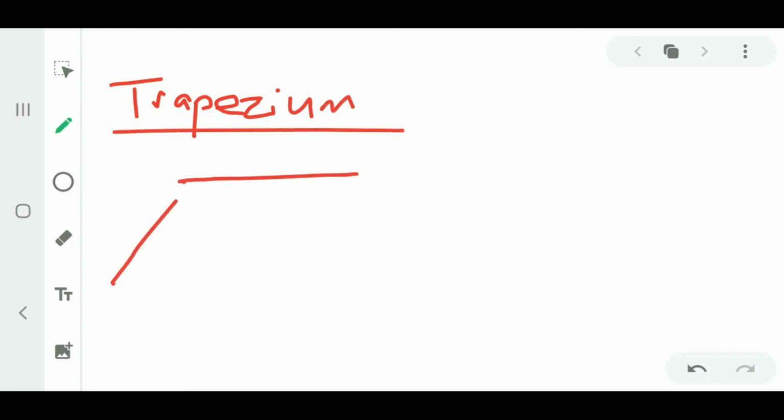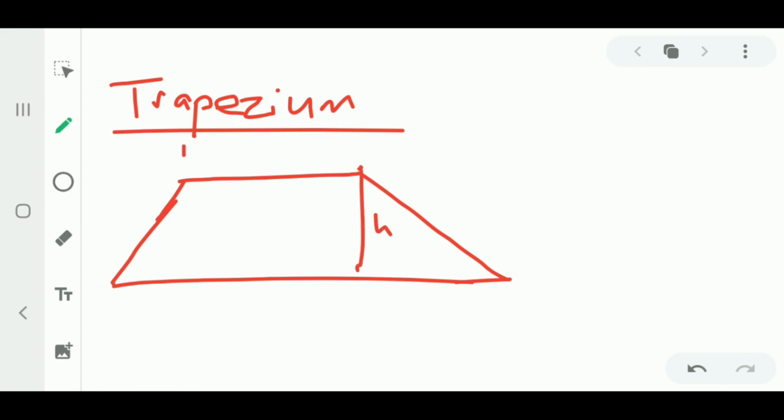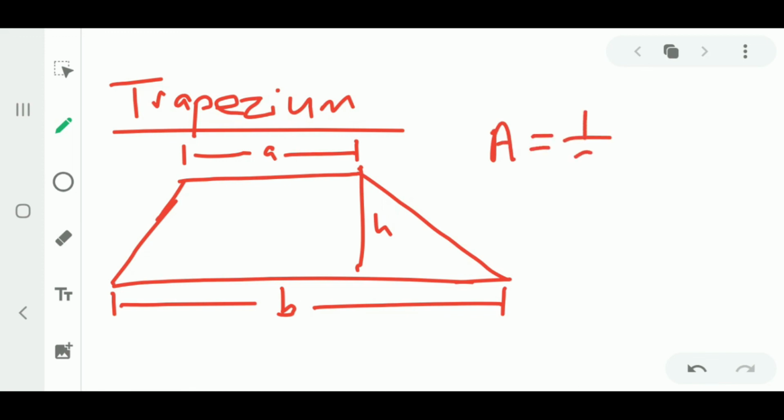So the last one we're going to do is the trapezium. So the trapezium looks like this. Here we have the height. We call here A. This again is B. So A is the length of one parallel side of the trapezium, B is the length of the other parallel side, and H is the height. So the formula for the trapezium is half times A plus B, times the height.